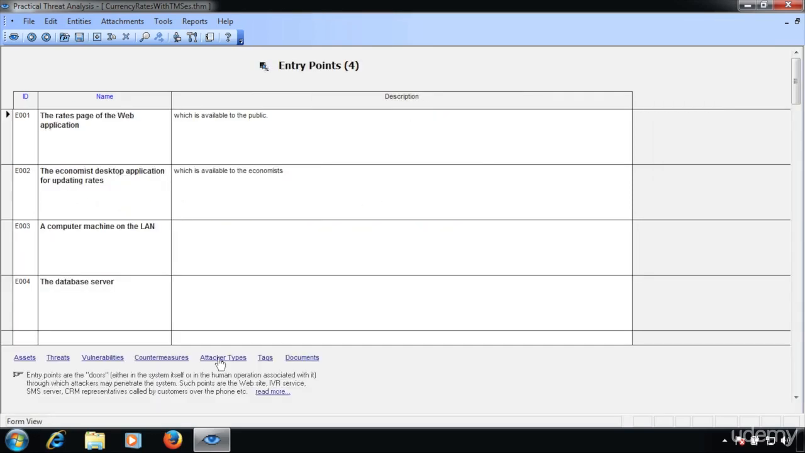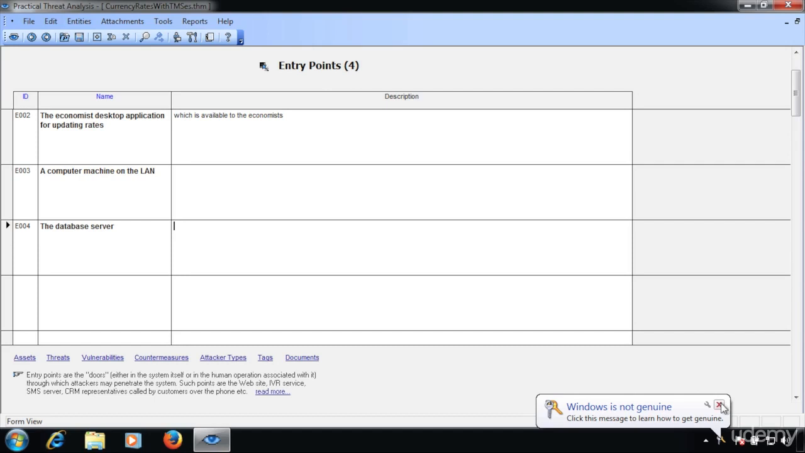Now here are the entry points defined. What are the available entry points? The rate page on the web application, right? So from the internet or from the public. The Economist desktop application for updating the rates, which is apparently an application to update the currency rates available to economists only. Could be a computer machine on the LAN inside your network. Maybe a database server can be accessed if I have a direct connection to it, or a console connection. But mainly the database server will be accessed through the internet by SQL injection, or internally also by SQL injection.